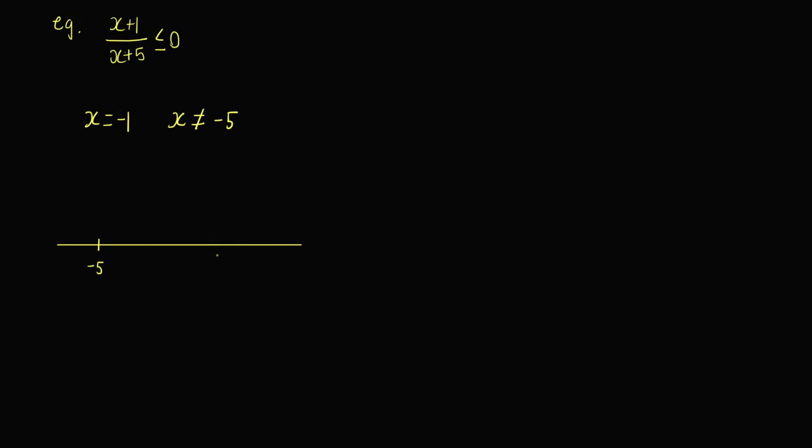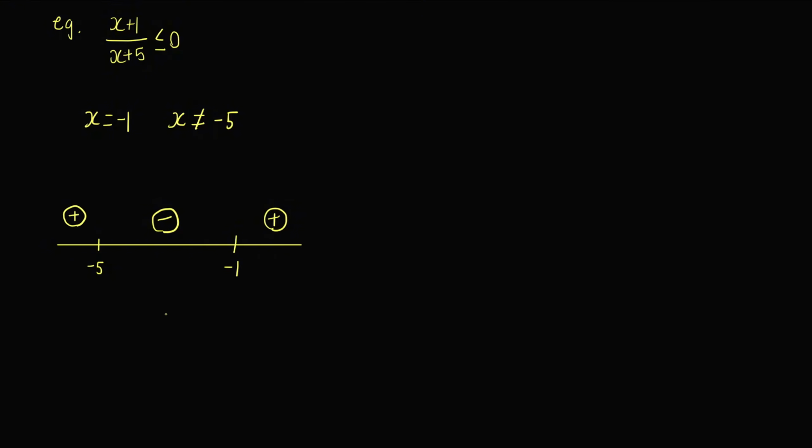This will be negative 5. This will be negative 1. Well, let's put this back into the function, shall we? Let's choose a number bigger than negative 1. Let's just do like 100. This will be positive. Here it will be negative. Just put a negative 2 or something. And here it will be positive.